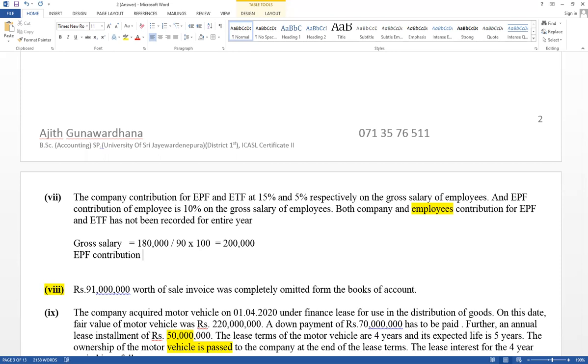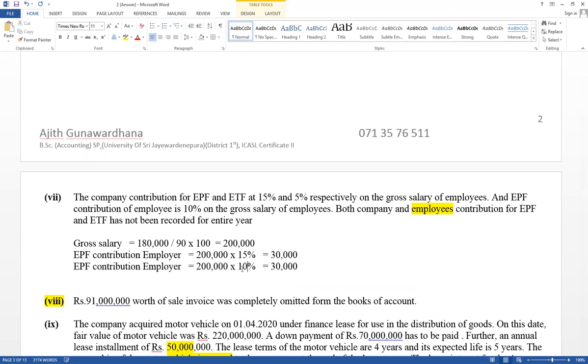EPF contribution of employer as well as employee. Gross salary equal to 1,000. Based on that value, 15%. Therefore, value equal 30,000. Contribution of employer as well as EPF contribution of employee also should be calculated.